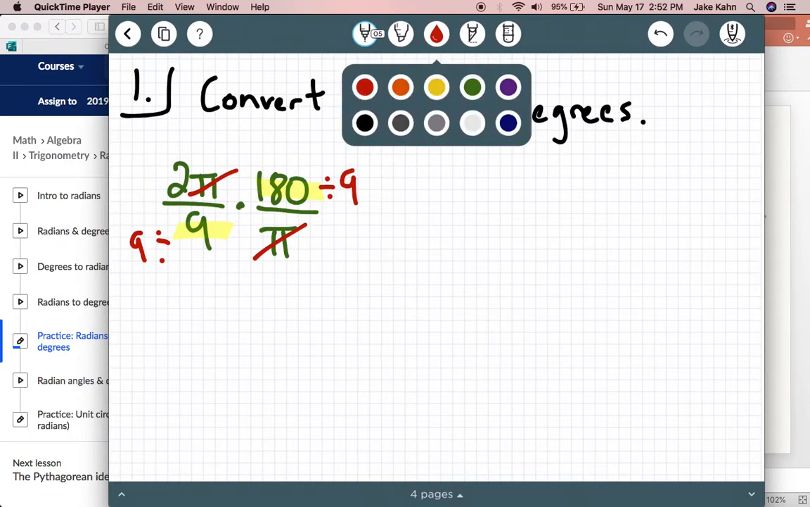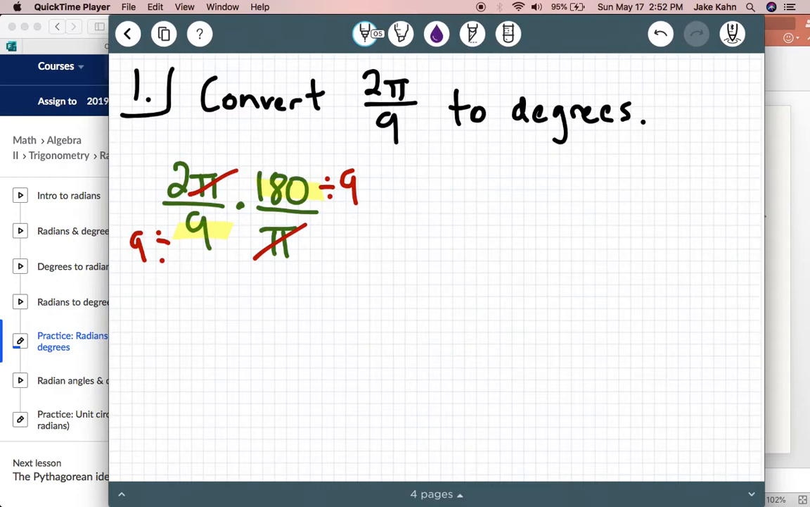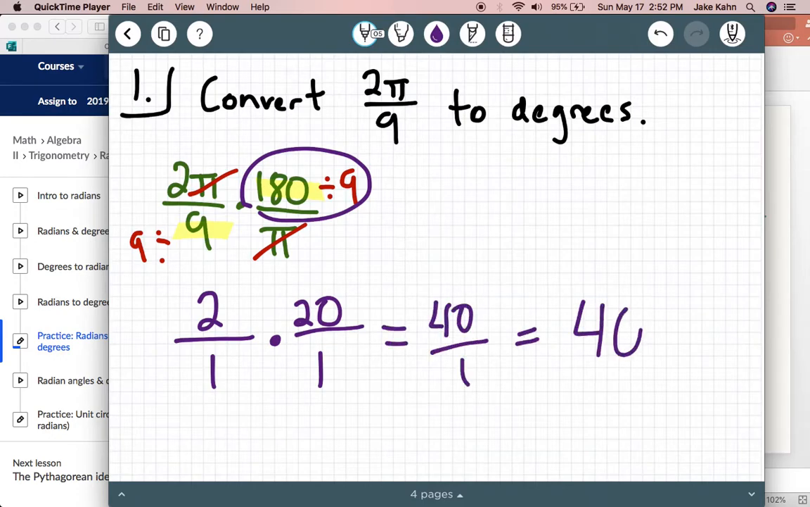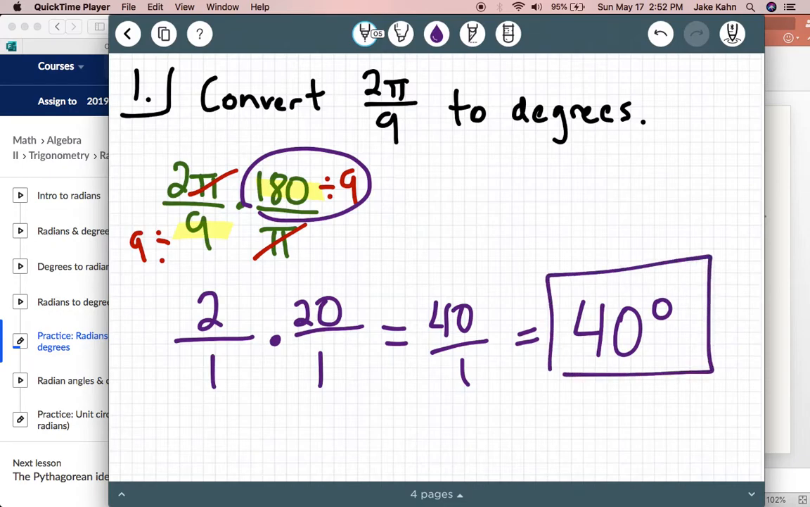Let me bring this down to a new step below. 2 over 9 divided by 9 is 1, so 2 over 1 times, we did 180 divided by 9, that's going to be 20, over, we canceled out the pi, so we are just going to write 1. So now we have 2 times 20. 2 over 1 times 20 over 1 is 40 over 1, which is 40 degrees. So 2 pi over 9 radians is the same thing as 40 degrees.